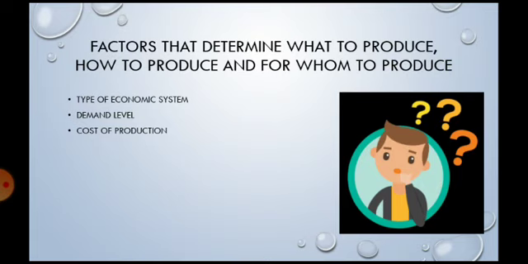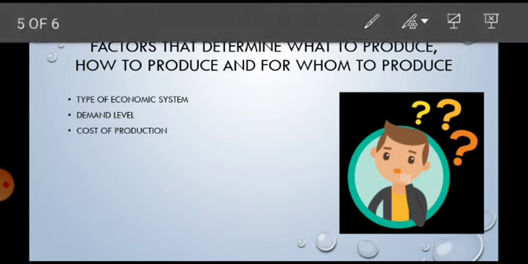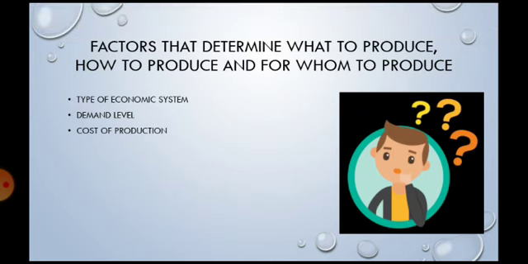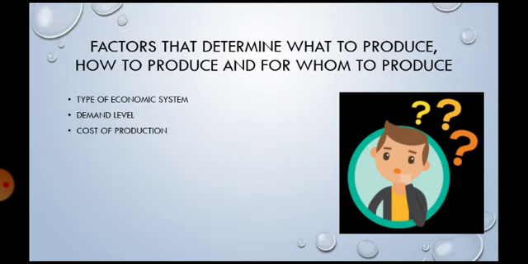Another factor that determines what to produce, how to produce, and for whom to produce is the cost of production. This is the total cost of money incurred to produce a particular product. The cost of production will be determined through the quantity of goods to produce.